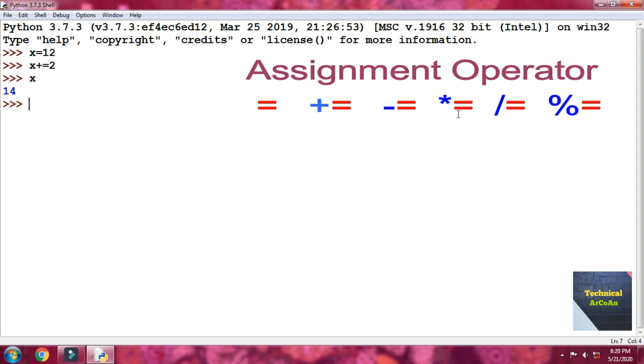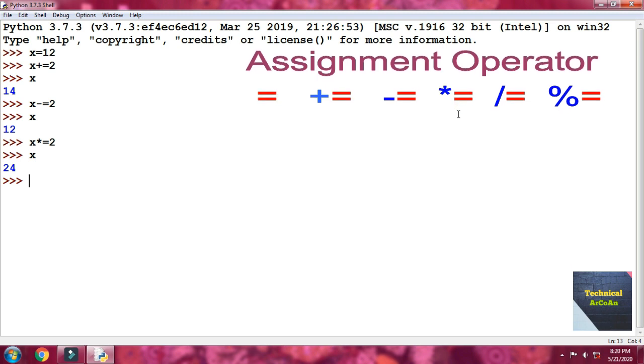If I write x minus equal 2 and then write x, you get 12, which means the last value of x is 14, so 14 minus 2 will be 12. Similarly, x asterisk equal 2 does the operation x equal x into 2. The last value of x is 12, so 12 into 2 will be 24. Similarly, divide and modulo operators are performed the same way.